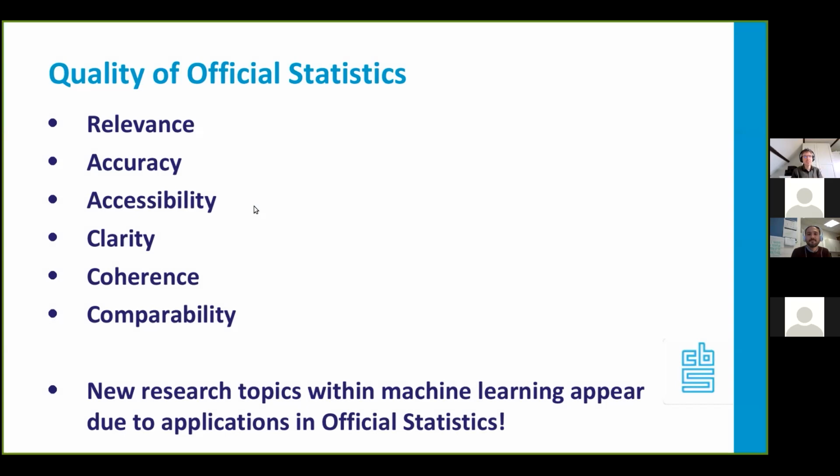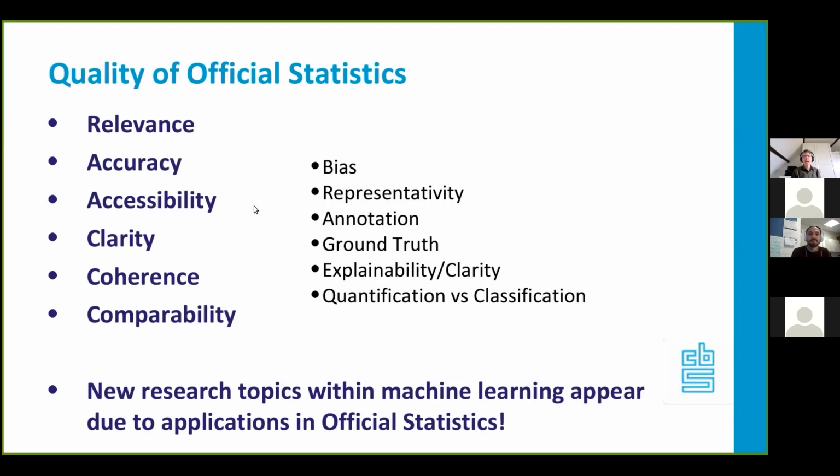Quality of statistics is about relevance, accuracy, accessibility, clarity, coherence, and comparability. And when you look at machine learning algorithms, this means that we have a certain research topic, productivity, annotation, ground truth, explainability, clarity, and quantification versus classification. This is really something we are looking at right now, so that we can move from just methods to statistical methods. Thank you very much.